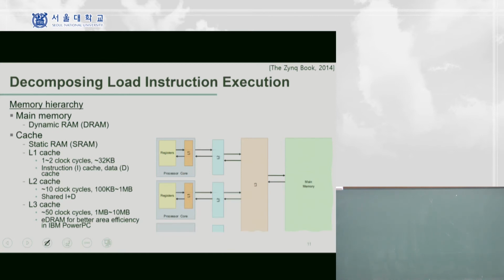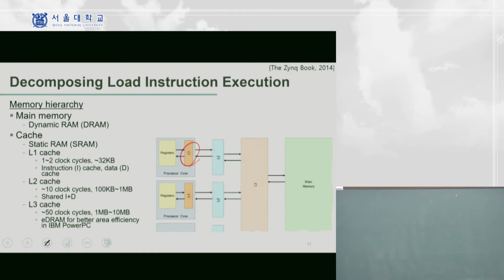There are multiple levels of caches. L1 cache usually takes 1 or 2 clock cycles. It's relatively small, and usually we have separate instruction cache and data cache. This is L1 cache, right? The L2 cache is a little bit larger, somewhere between 100 kilobytes to 1 megabyte, or some small number of megabytes. That's a typical L2 cache size, and it's usually shared between instruction and data.